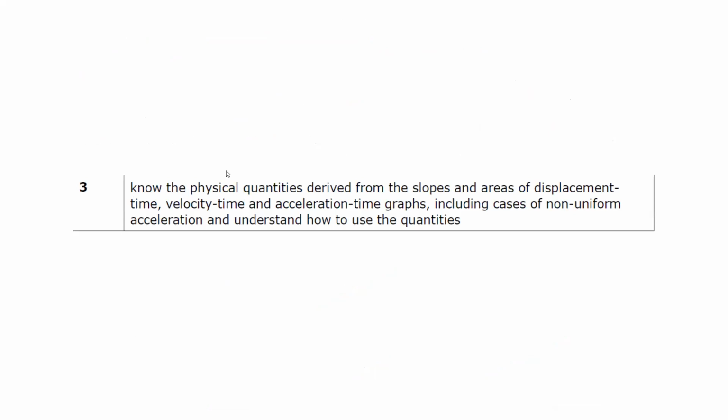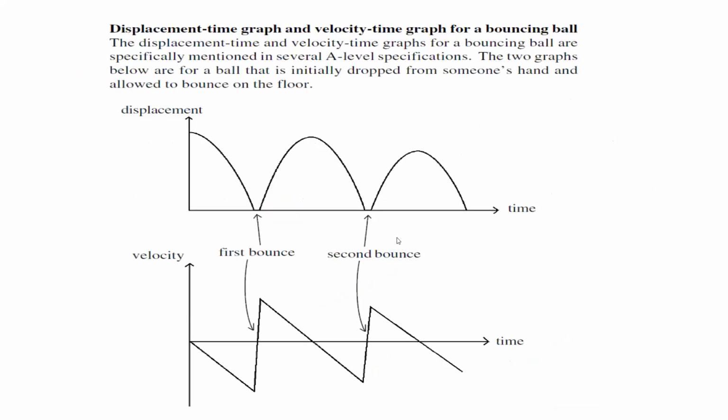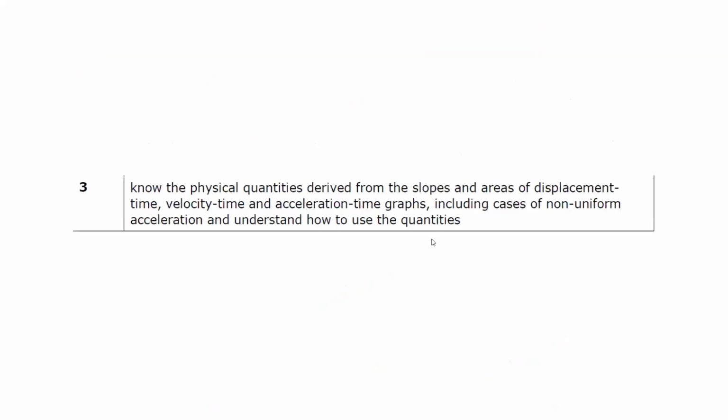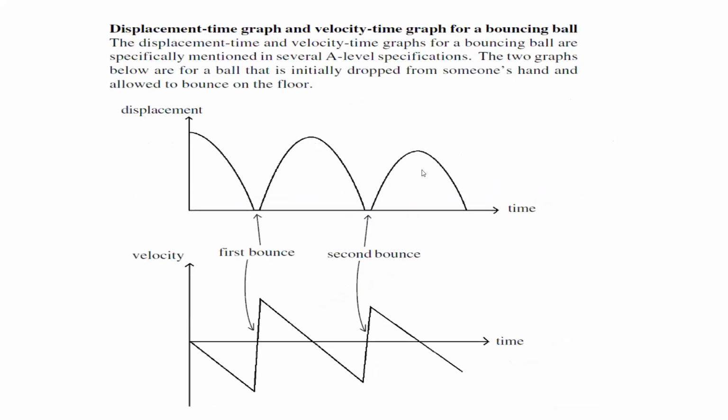Then know the physical quantities derived from the slopes and area that we already discussed from displacement time, velocity time, and acceleration time graphs. Include the cases for non-uniform acceleration and understand how to use these quantities. So that's our objective. First, sometimes in an exam they might give you a displacement time graph and ask you to complete a velocity time graph. So how will we complete a velocity time graph?